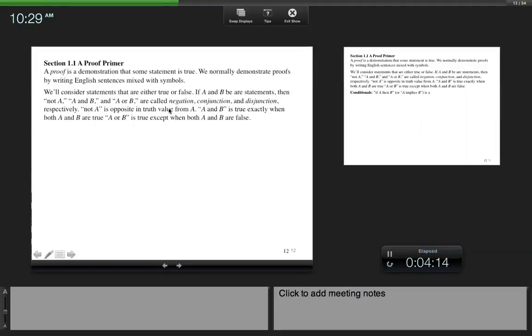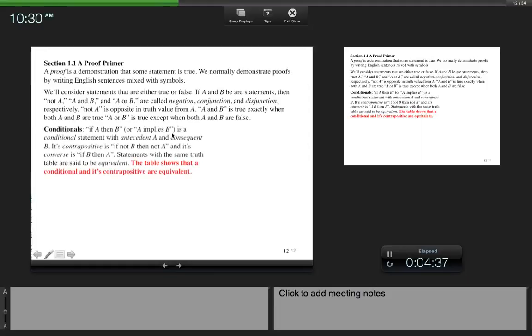Let's say you have two statements, A and B. So not A is simply the negation, A and B is simply a conjunction, A or B is simply a disjunction. You've basically done the truth tables for all this kind of stuff before, so I'm not going to go through that again. Most of the time, this is what we're going to be doing.